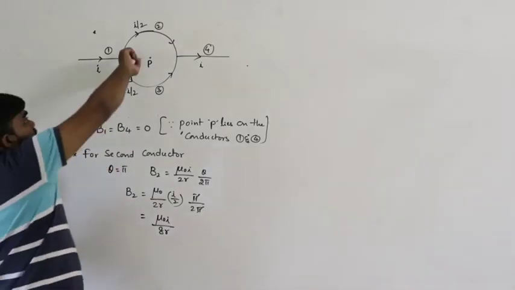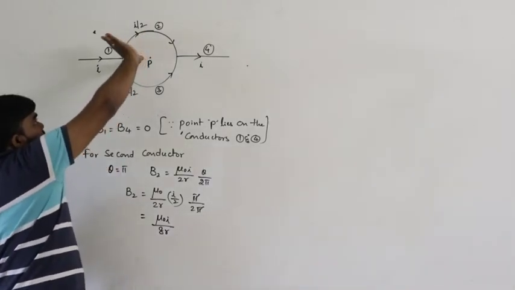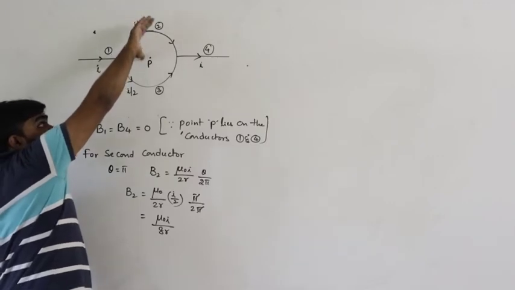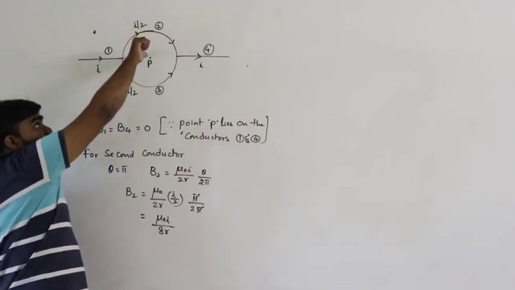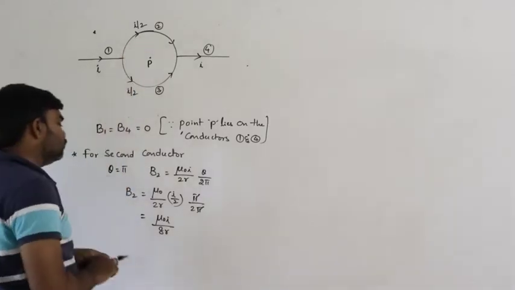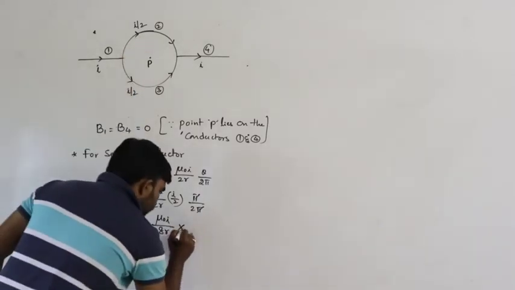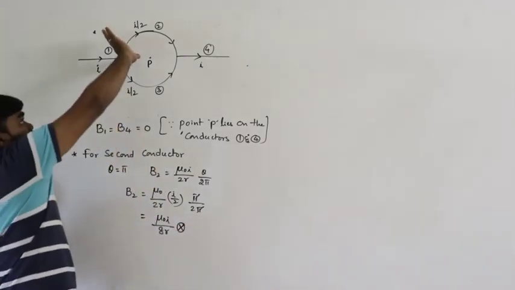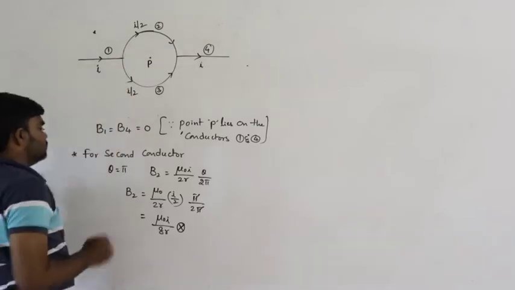What is the direction? This is the direction of the current. Curling of the fingers indicates the current, and the thumb indicates the direction of the magnetic field. What is the direction of the magnetic field here? Inwards. B2 is inwards. Here the direction of the magnetic field is inwards.